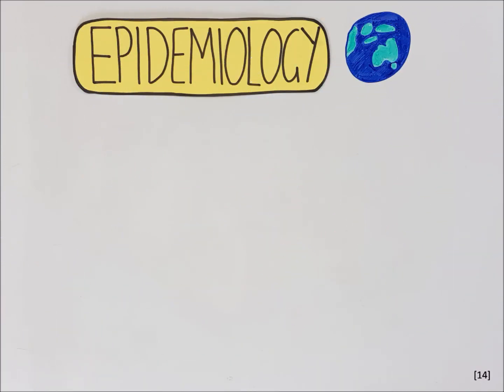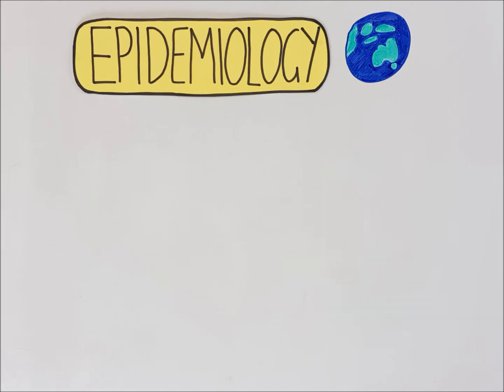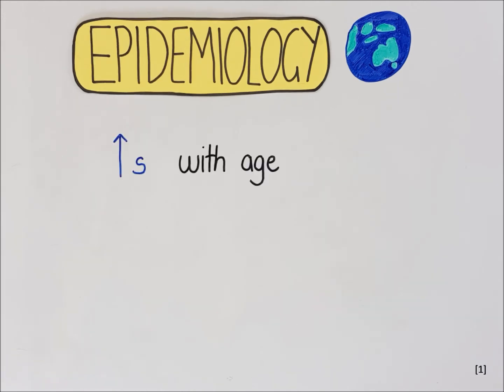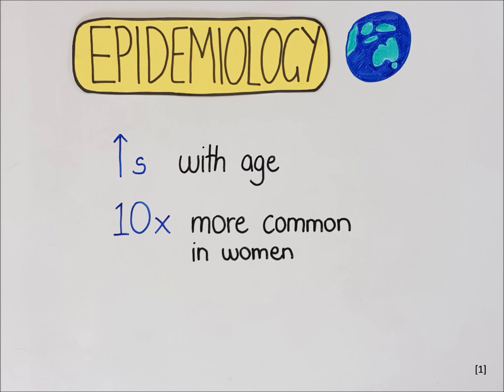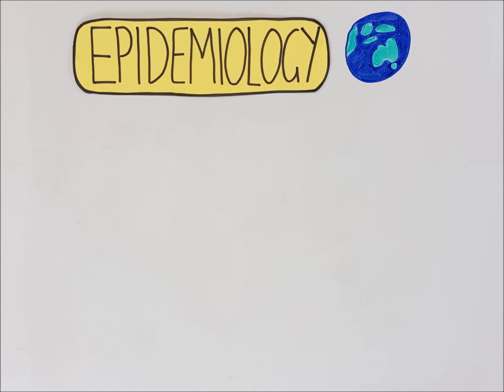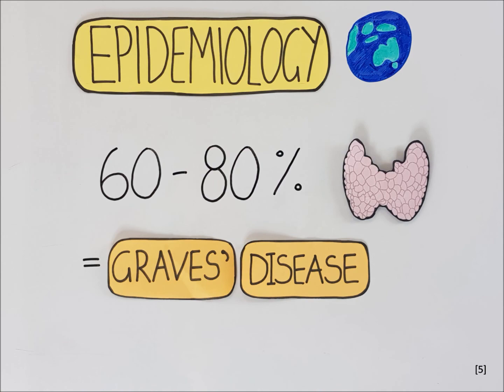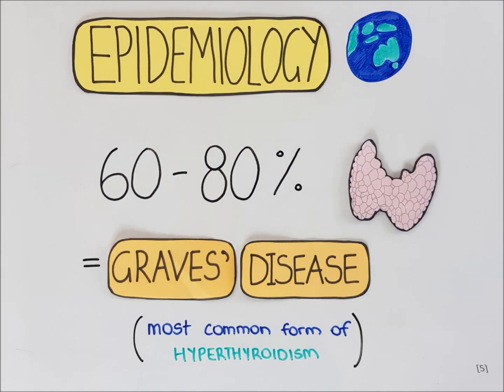In 2016, it was reported that Australia had a hyperthyroidism prevalence rate of 0.3%, which is slightly lower than in the United States and across Europe. Hyperthyroidism generally increases with age and is around 10 times more common in women than in men. And although there is limited data for ethnic differences, it seems to be slightly more frequent in Caucasian populations. Among patients with hyperthyroidism, around 60 to 80% have Graves' disease, which, as we learned before, is the most common form. So that's all we have today on hyperthyroidism.